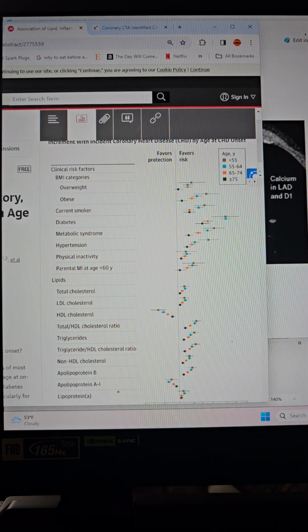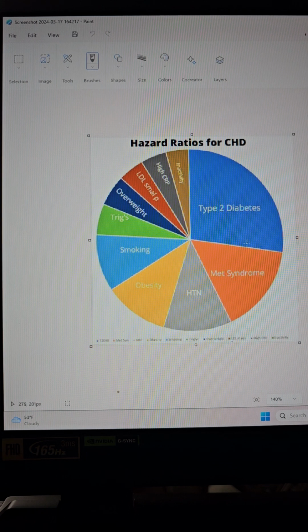Let's look at this in a simpler pie chart here. So if you take those hazard ratios, put it in a pie chart, you see type 2 diabetes, metabolic syndrome is the great majority of the risk factor for coronary heart disease. And then you got hypertension, obesity, smoking, triglycerides, overweight, and then LDL is this little tiny one, and then high CRP and inactivity. So what you should really be worried about, more than half, yeah, you can quit smoking, but more than half, if you look at type 2 diabetes, metabolic syndrome, hypertension, and obesity, that's where your risk is coming in.